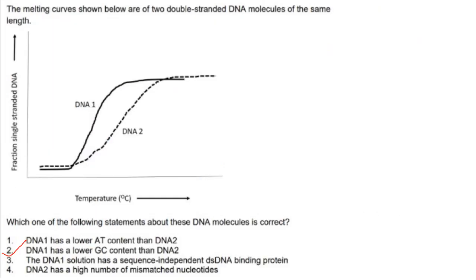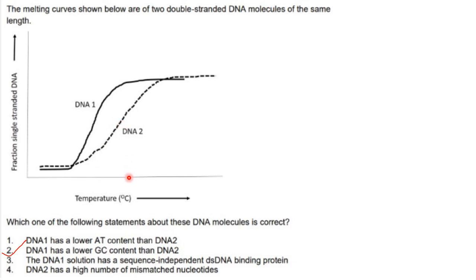Then next one. The melting curves shown below are for two double-stranded DNA molecules of the same length. Fraction single-stranded DNA versus temperature at T degrees Celsius. They have given the Tm here, and Tm is the temperature at which one half of the DNA duplex will dissociate to become single-stranded. So for DNA 1, the Tm is somewhere here. This is the temperature at which half of it will be single-stranded. It will be somewhere here, and for DNA 2 it is more.